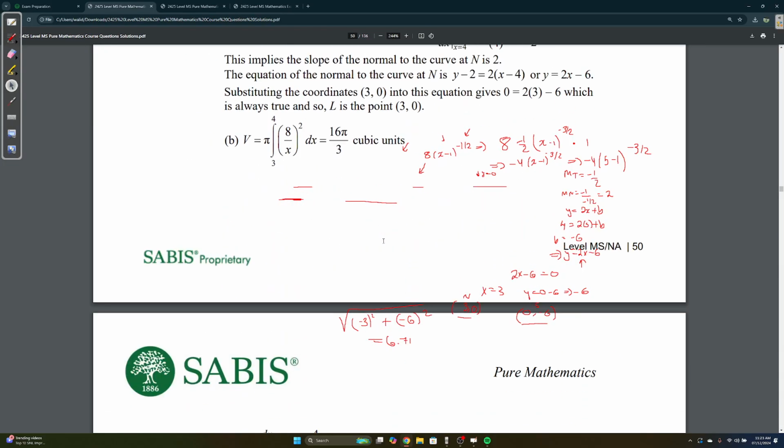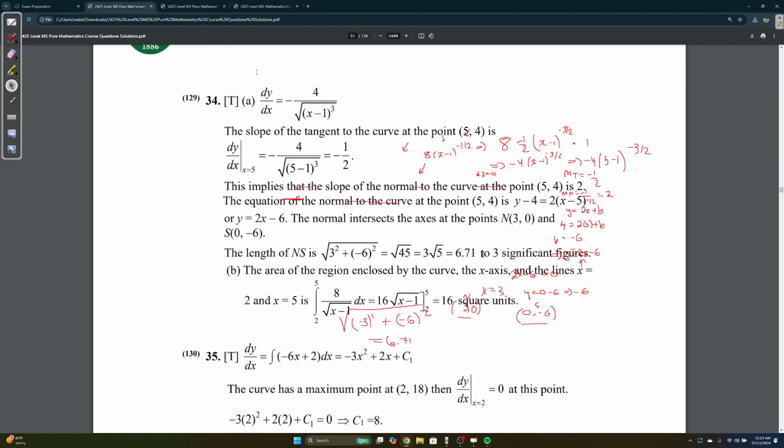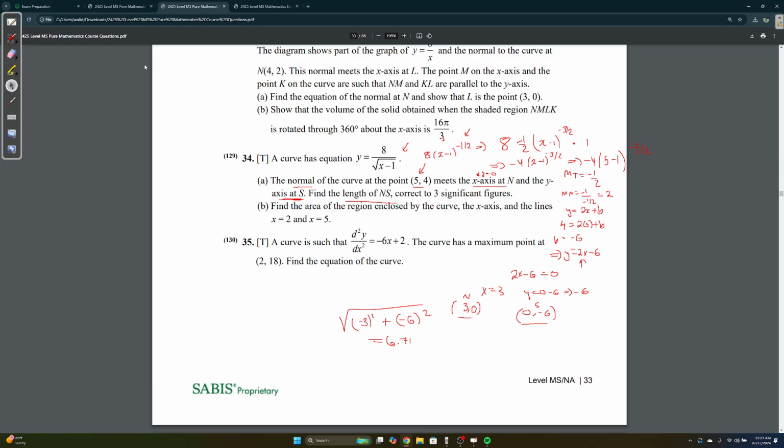Yeah, 6.71. Okay, find the area of the region enclosed by the curve, the x-axis, and the lines x equals 2 and x equals 5.